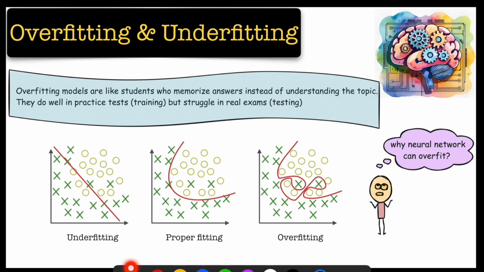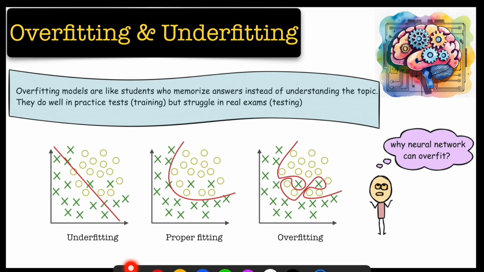In case of overfitting, what will happen? We'll get this type of complex graph, right? And it will try to fit each and every data point. So of course it will work well on training data, but it will not work well on test data. So overfitting models are like students who memorize answers instead of understanding the topic. So they do well in practice tests, right? Like training where we know the questions, but they will struggle in real exams with new questions.